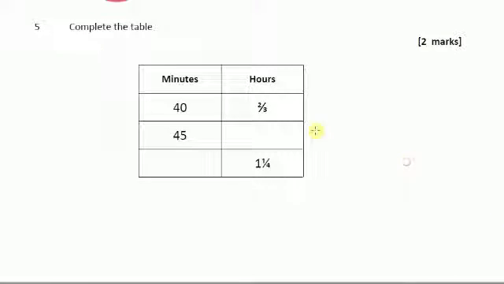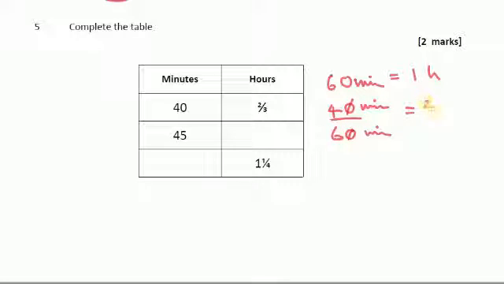Complete the table from minutes to hours. So this question is all about minutes and hours. So you have to know that there's 60 minutes in 1 hour. So therefore 40 minutes, we'll just check their first example. 40 minutes is equivalent to 40 out of 60 if you want to change it into an hour. And 40 over 60, cancel by 10 and cancel by 2, you get 2 over 3 for the hours.